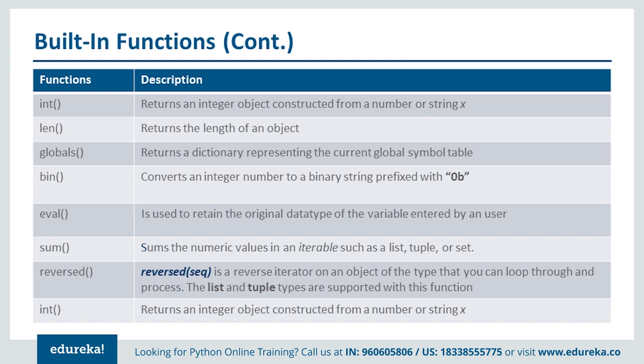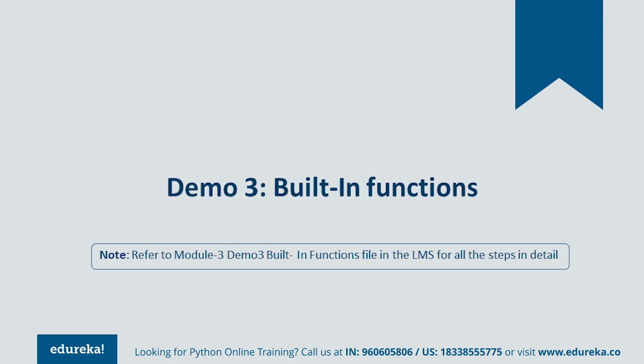Then sum is used to add up the numerical values in a list, tuple or set. And reversed is a reverse iterator of an object. So if you want to go through a loop in reverse order, this is the option for you. Again, int helps us convert a string into an integer. So let's see some real-time demos to get a better understanding of how these different functions behave in real time.